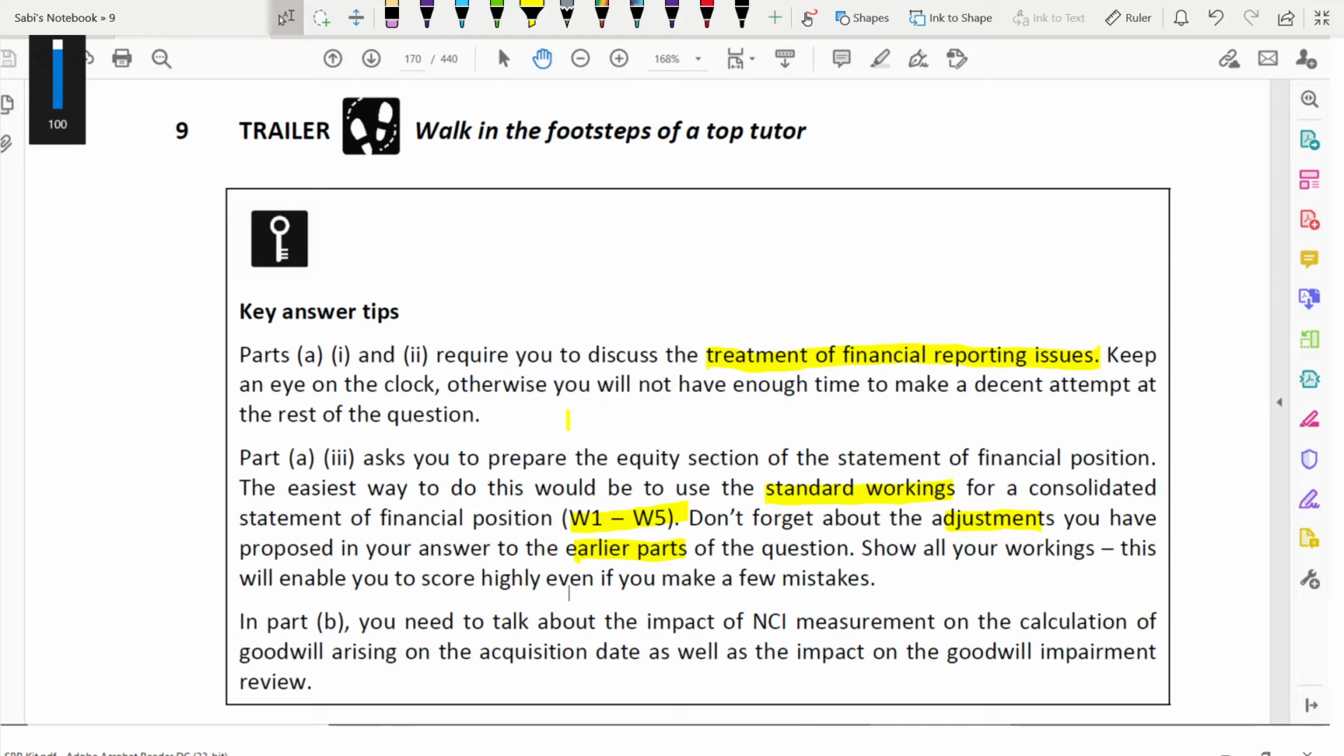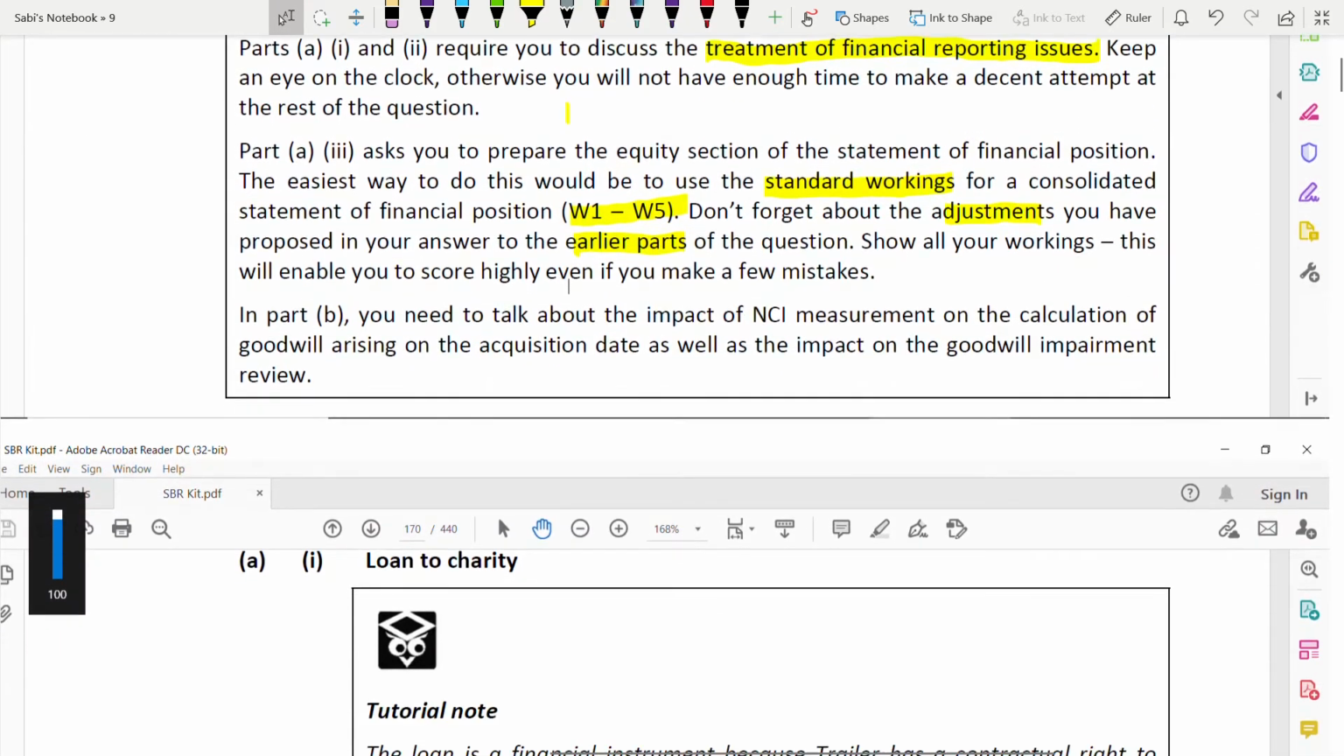But for a final answer, sorry, for the workings you will get marks. Part B, you need to talk about the impact of NCI measurement on the calculation of the goodwill. We know that when there are two ways of measuring NCI, and when NCI measurement is different, goodwill also will be different, right? Because we need NCI in the calculation of goodwill, arising at the acquisition date, as well as the impact on the goodwill impairment review. So even the goodwill impairment review. So it's all about goodwill.